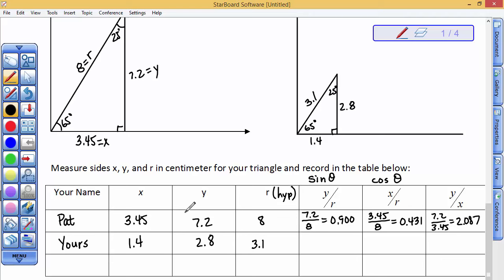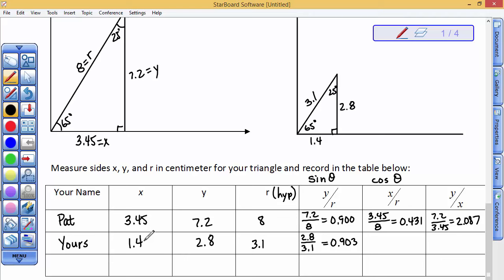Okay, so you did it with a different triangle, same angles, but different sides. And your y value was 2.8, and your r value was 3.1. And when you divide those numbers out, you got 0.903. Well, geez, that's pretty close to my 0.900. We did pretty good in that we have the same ratio, given that we drew this by hand with just a protractor and a ruler or a scale.